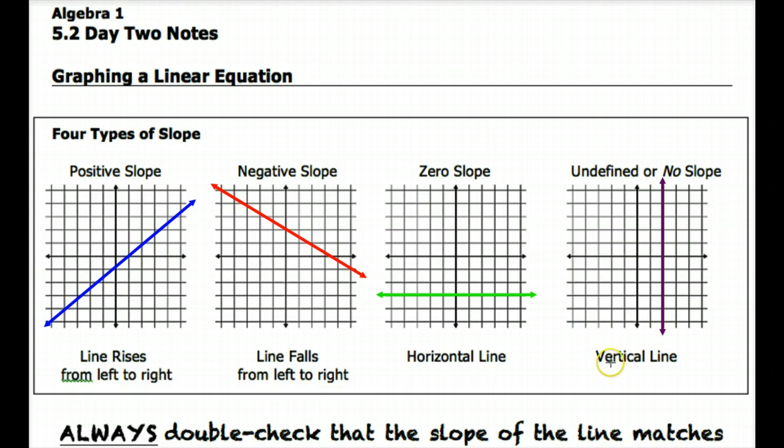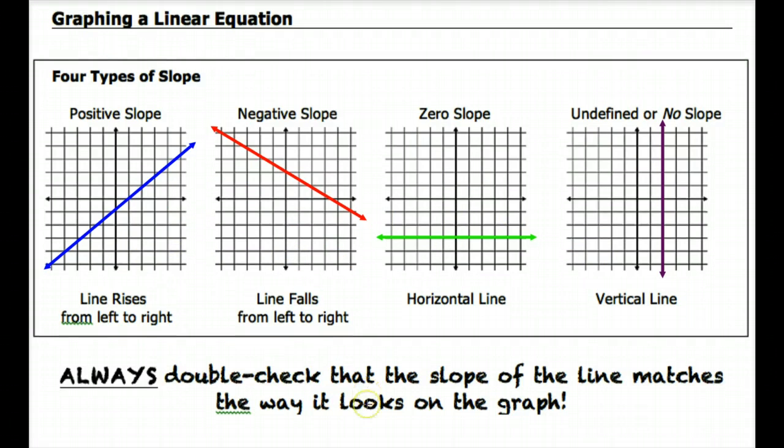So those are the 4 different kinds of slope that are possible: positive, negative, zero, or undefined. And it's really important that when you're doing your graphs that you always double check that the slope of the line matches the way it looks on the graph.